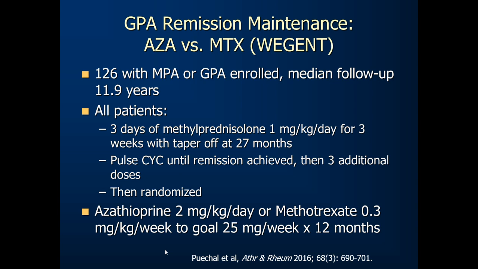And then looking at alternatives for GPA remission maintenance, azathioprine versus methotrexate. In looking at 126 patients over 12 years, all of the patients again received cyclophosphamide and steroids as induction, and then they were randomized when they reached remission. And so they looked at azathioprine, similar dosing as in the last study, versus methotrexate, where they would get up to a dose of 25 mg per week, and they gave that for only 12 months. So this is a shorter duration.